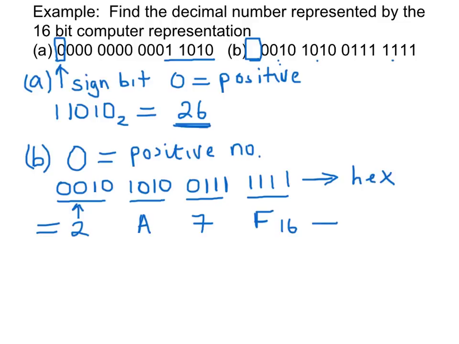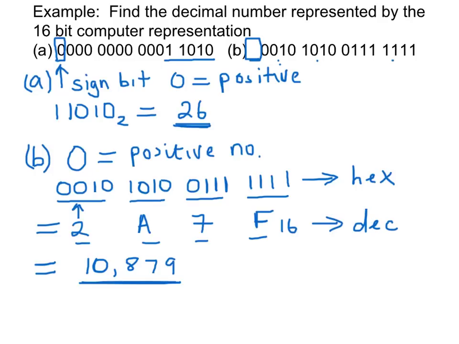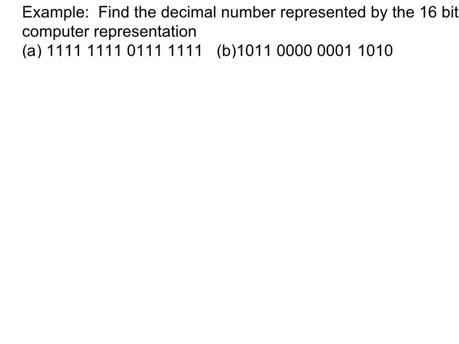Now we want to convert this number to decimal. So we can go to our calculator for this, put your calculator into hexadecimal mode, right? Enter these 4 digits onto the screen of your calculator, and then shift back, second function, into decimal mode, and what you'll find is in decimal this number is 10,879. So that's the answer for part B. This 16-bit computer representation is actually a computer representation of the decimal integer 10,879. So let's do a similar example.